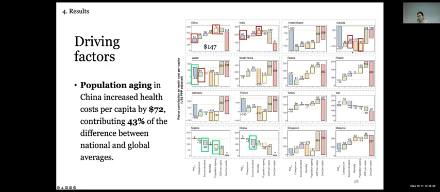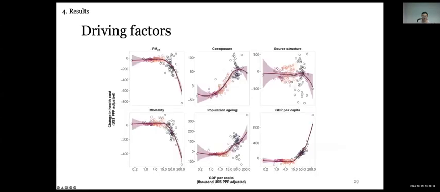And if you look at Canada, the source structure and the population aging played a larger role in driving the health cost per capita in these countries up.